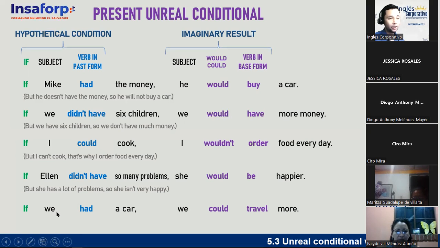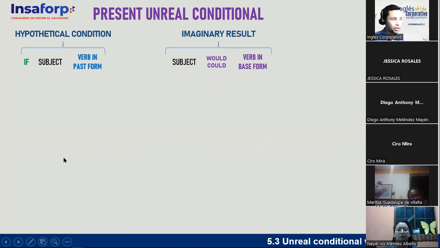And finally, if we had a car, we could travel more. But in reality, we don't have a car, so we can't travel much. We can only take the bus or a taxi, etc. Finally, something to know is that normally you begin with a hypothetical condition and you finish with an imaginary result. But this is not necessarily the order to follow.